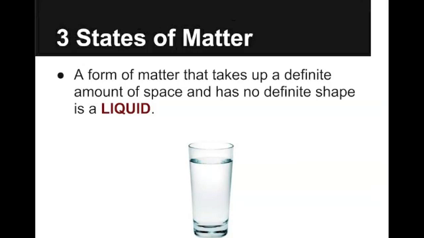The next is a liquid. And this is a form of matter that takes up a definite amount of space but does not have a definite shape. Liquids take the shape of their container. So in this case, the liquid I have here is in the glass. If I were to put it in a pitcher, it would be the shape of that pitcher. If I were to pour it in a sink, it would take the shape of the sink. The liquids don't have their own shape. They can't hold their own shape like a solid can. But it still takes up a specific amount of space.